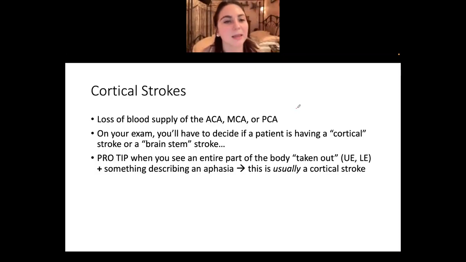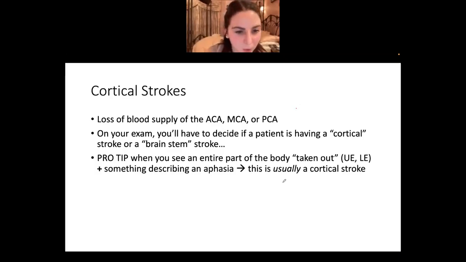And this is what I'm saying, a lot of the time on your exam, they're not going to say this patient's having a brainstem stroke. You're going to have to decide, does this sound like a cortical stroke or does this sound like a brainstem stroke? Because there is overlap. And that's what my idea was here, to teach you the cortical ones first, and then the brainstem ones afterwards, when you can get a good grasp on the corticals.